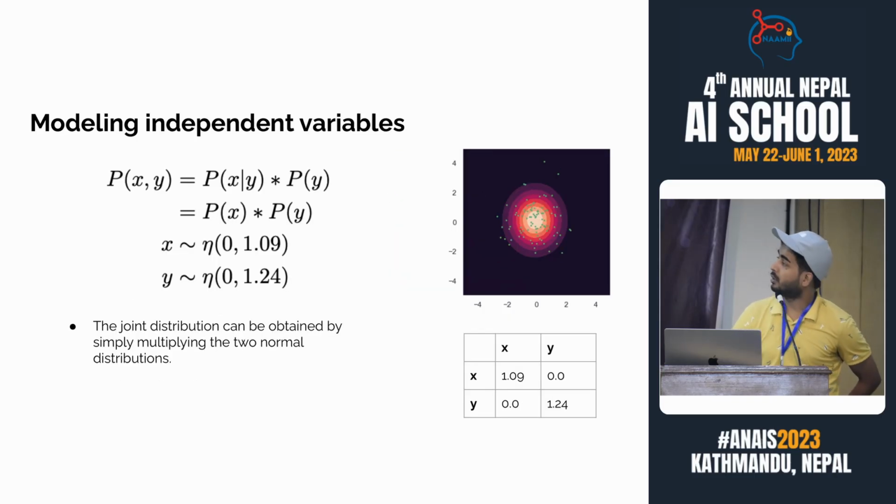So now a little bit more on expressions. The nice thing about independent variables, as I said earlier, is that it's easier to model them. Why? Because we can just multiply the individual components, and we will get the joint distribution. Does that make sense?